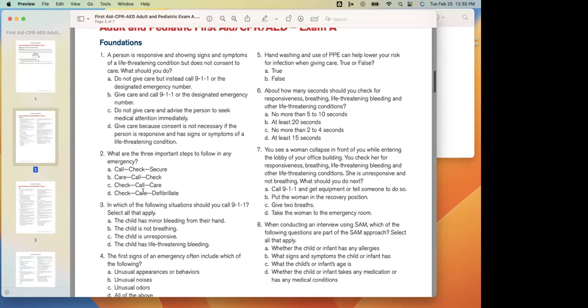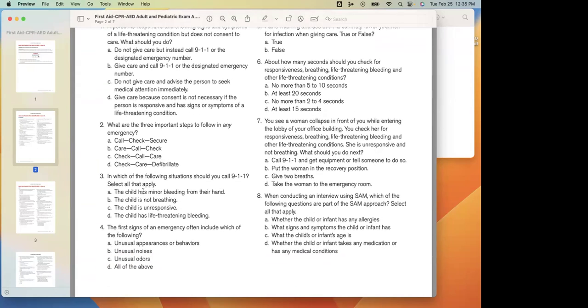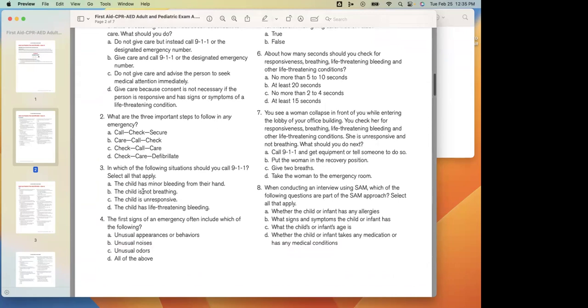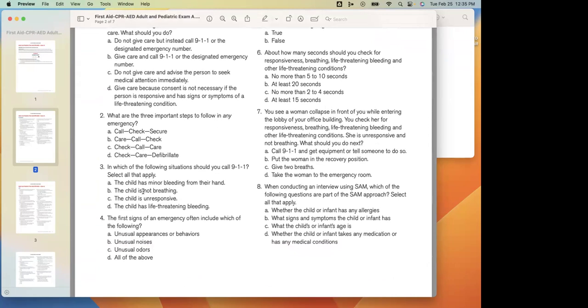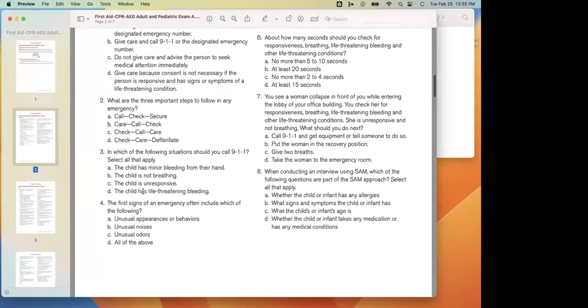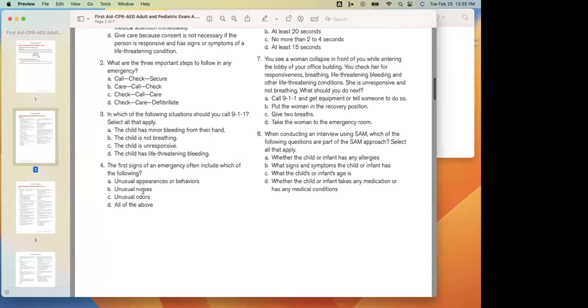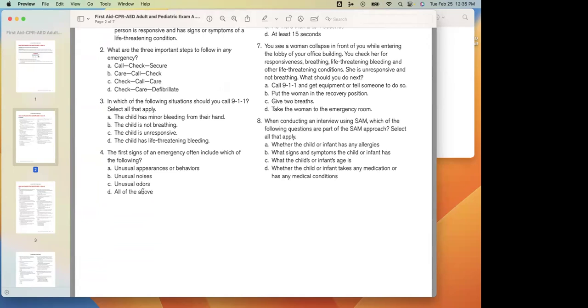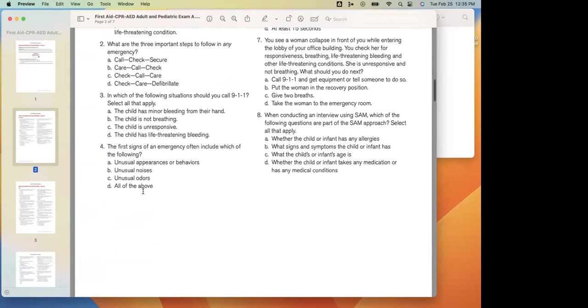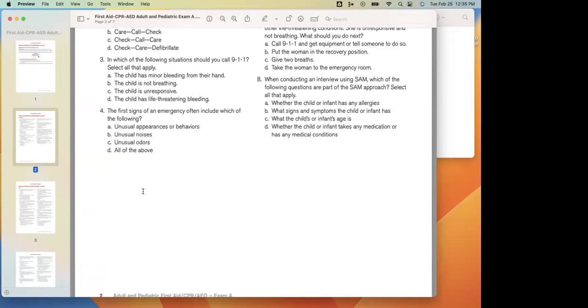I think it's better if I just don't read them and give you time to read or pause the video during the Edpuzzle. So, what are the 3 important steps to following any emergency? Number 2. Number 3, in which of the following situations would you call 911? Select all that apply. Number 4, the first signs of emergency often include which of the following?